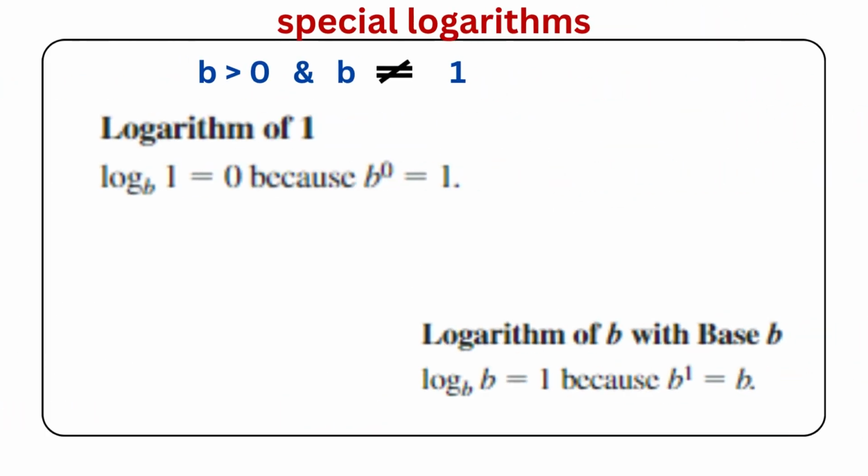Two special logarithm values that you should learn. Let b be a positive real number such that b is not equal to 1. Log of 1 to base b equals 0, because b to the power 0 equals 1. Log of b to the base b is equal to 1, because b to the power 1 equals b.